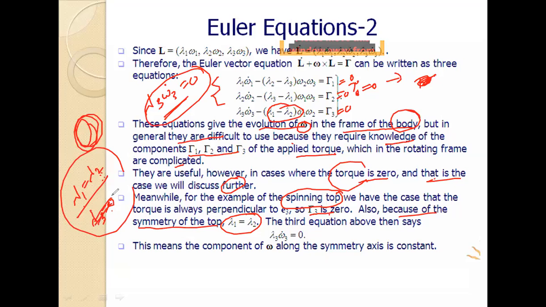Or if you don't want that, you can use this one also. So this means the component of omega along the symmetry axis is constant.